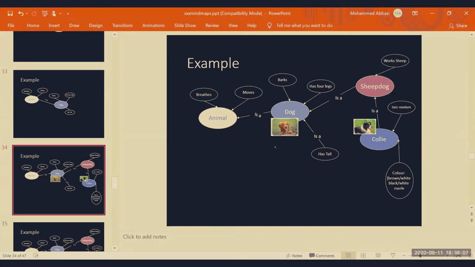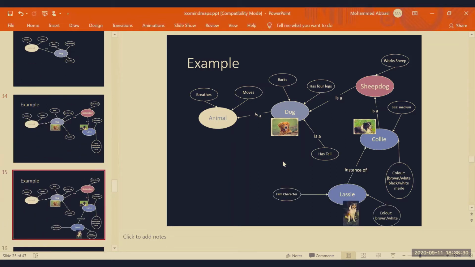So animal, dog. Now look at the next bit. Animal, dog. We're talking about sheepdog. What kind of a sheepdog? A collie. What does a sheepdog do? It works with sheep. A dog has four legs. A dog has a tail. It's a sheepdog. Sheepdog is a collie. Color is usually brown and white, black and white. And let's go on to the next one.